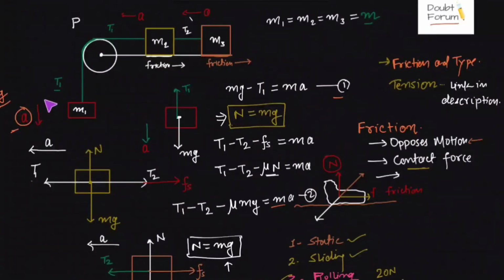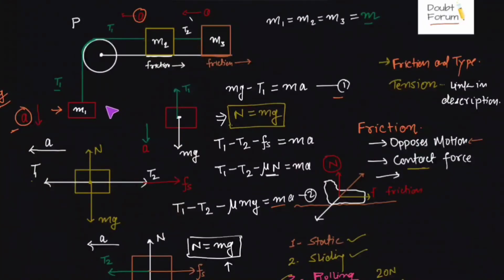Because all the three blocks are tied by an inextensible string, whatever acceleration or velocity or displacement takes place in this block, the same magnitude of displacement or velocity or acceleration would take place in both these two blocks as well. Direction can be different, but magnitude would be the same. So if a is the magnitude of acceleration for this block downward, a would be the acceleration for this one, and a would be the acceleration for this one to the left side. We draw free body diagram.